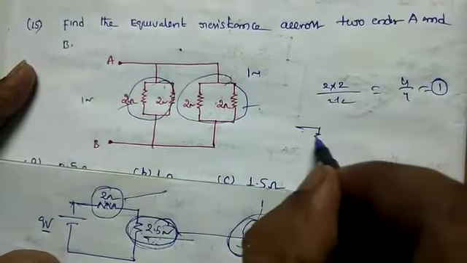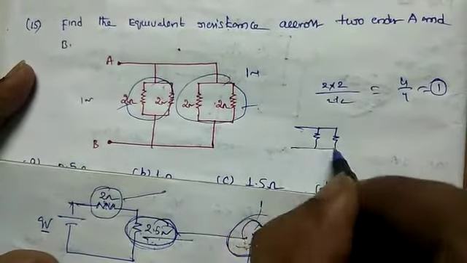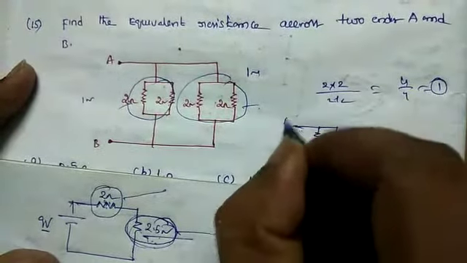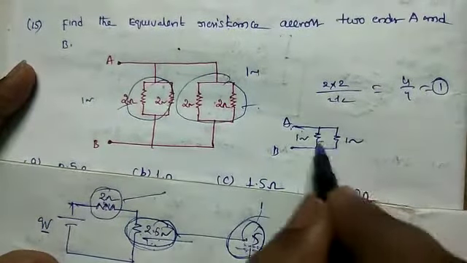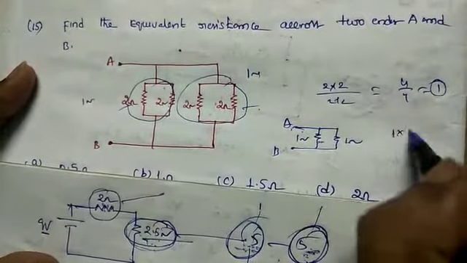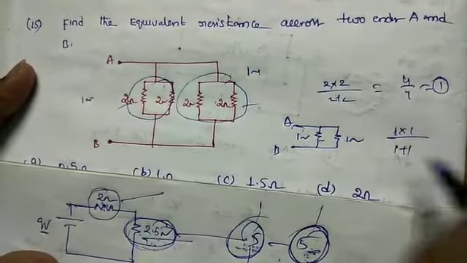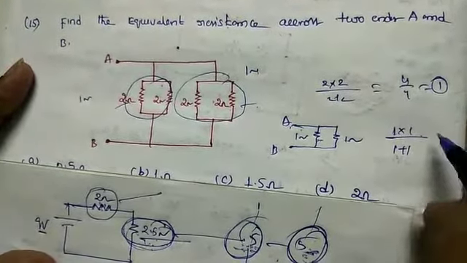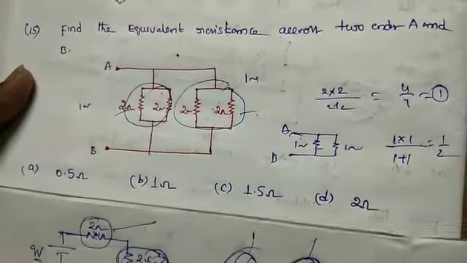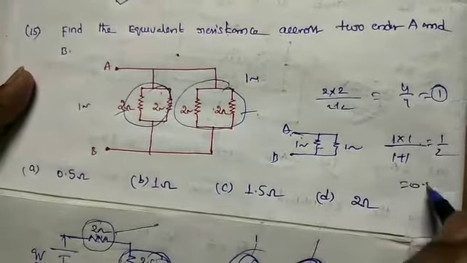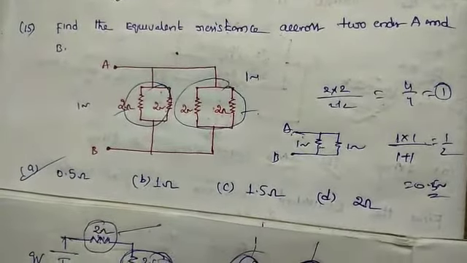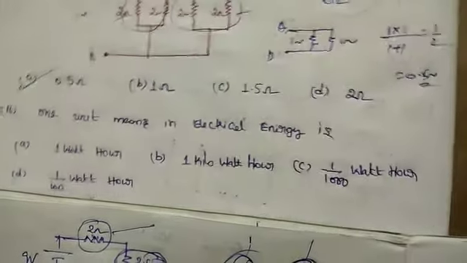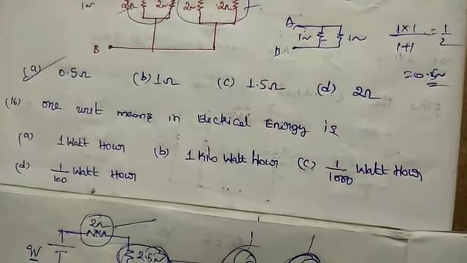See here, this is the circuit diagram: A, B, 1 ohm and 1 ohm. So these two are in parallel again. Again you need the formula: 1 into 1 by 1 plus 1, that means 1 by 2. 1 by 2 means how much? 0.5 ohms. So A is the right answer. With simplifications you can get the answers.